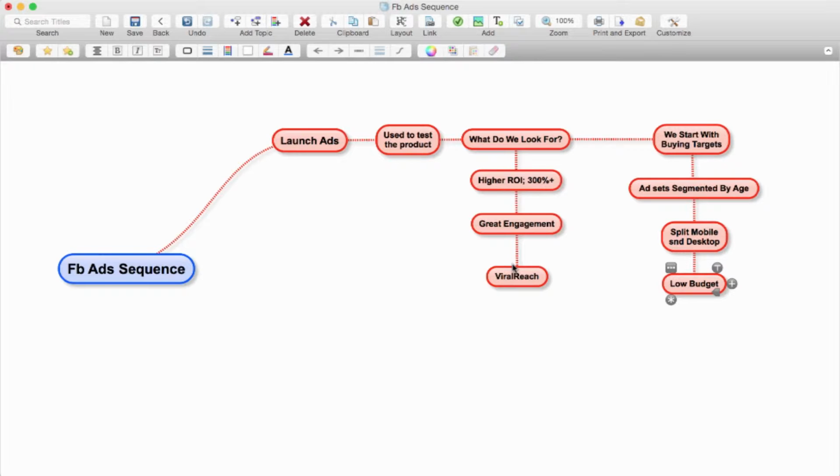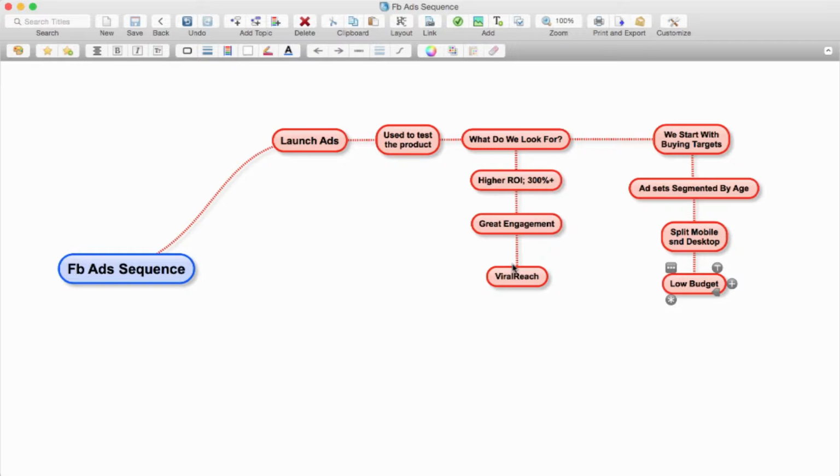Now, for our launch ads, we start with our buying targets, our very, very targeted groups. We will stack those buying targets into kind of just like a larger ad set. And then we segment out ages in the ad set. So for each ad set, you're going to have a segmented age. It might be 18 to 25 and then 26 to 31, or what have you over the course of your ads. I like to split mine by 10 years just getting started out. We're also going to split test mobile and desktop, and then we'll start it off with a low budget.